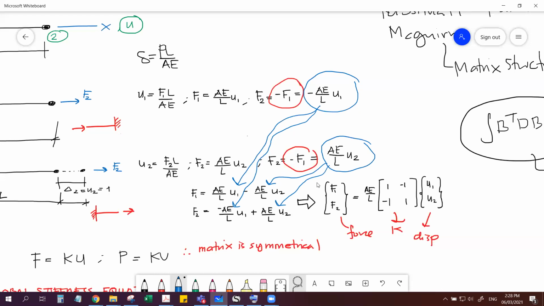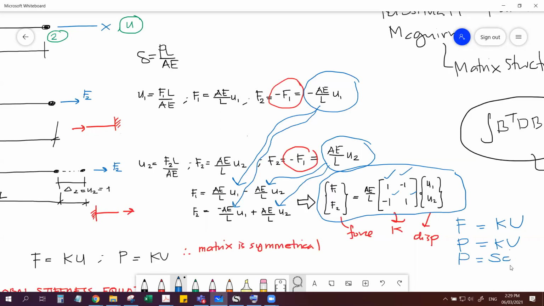Now, from the matrix concept, we can transform these two equations into matrix form. F1, F2 as a force vector is equal to, extracting all the common terms, AE over L, times the column vector of the unknowns u1 and u2, with the matrix: positive 1, negative 1, negative 1, and positive 1. So in matrix form, F equals KU, or as I always write, P equals KU. In the notation of Kassimali, it's P equals S d later on. That's how we derive the stiffness matrix.